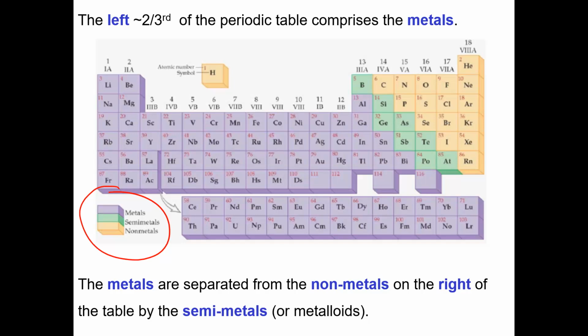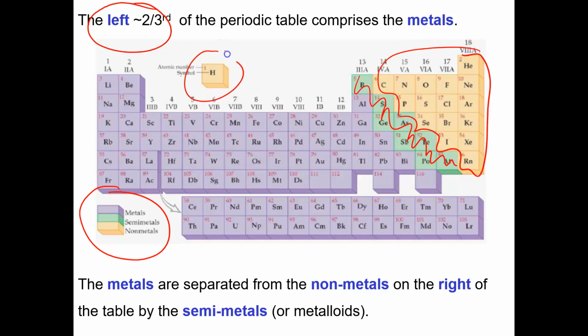So the metals sit on the left 2/3 of the periodic table, and then they're separated from the non-metals by what we call the semi-metals, or what are sometimes referred to as the metalloids. And then the non-metals make up hydrogen and the elements that are in the top right corner of the periodic table.